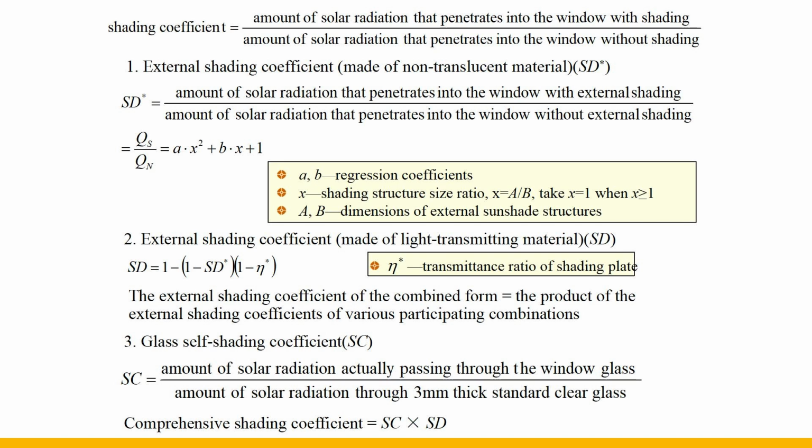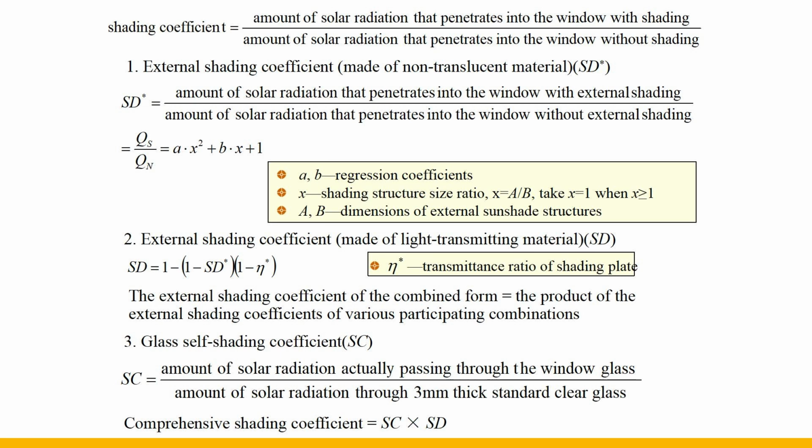The external shading coefficient is related to the shading structure size ratio, which can be calculated by a simplified formula with the shading structure size ratio as a parameter. The external shading coefficient is also related to the material, and it needs to be corrected when a light transmitting material is used. The external shading coefficient of the integrated type is equal to the product of each external shading coefficient participating in the combination. For example, the external shading coefficient of the horizontal and vertical combination is equal to the horizontal external shading coefficient multiplied by the vertical external shading coefficient.